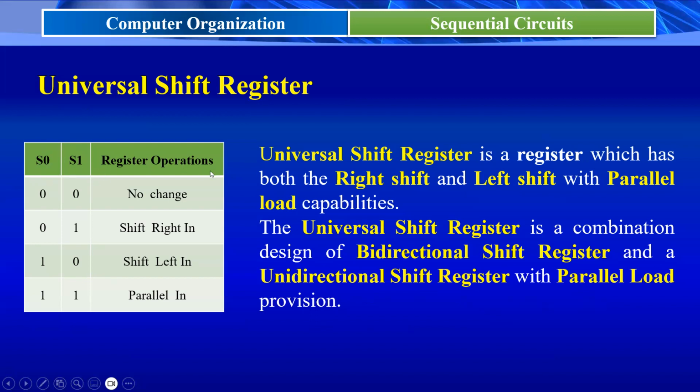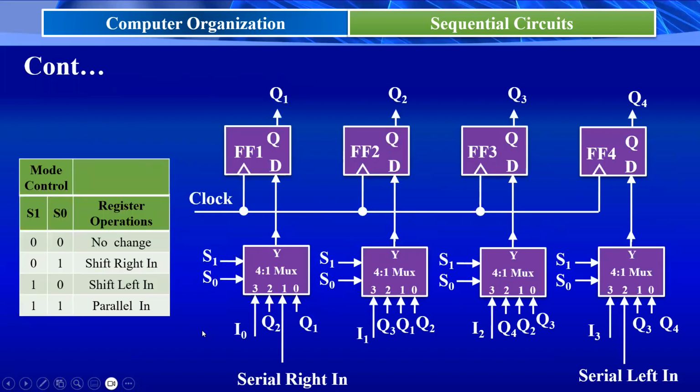What the register operation is: if both are 0, 0, no change. That means I didn't do anything. Whatever value I previously had in the shift register, it can hold as it is. If it is 0, 1, shift right data. If it is 1, 0, shift left data. If it is 1, 1, parallel in data. That is parallel loading.